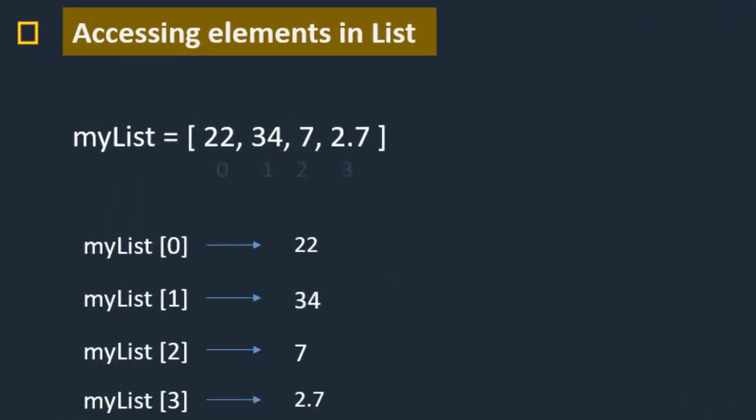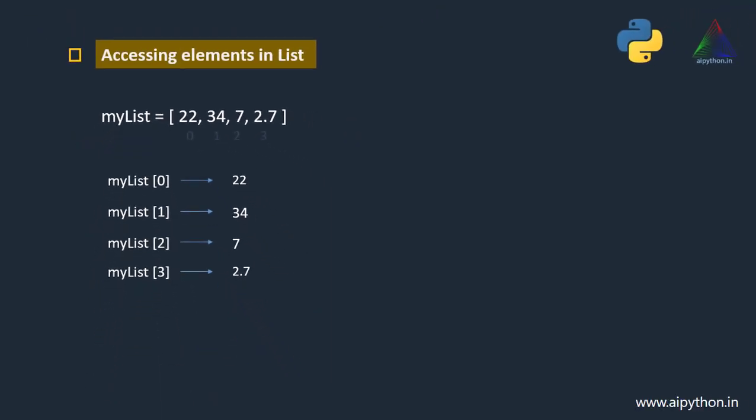So similarly, we can access all the elements with the help of index. If you want to access 34, you can use my_list, and then in open and close square brackets, you can write the index number. You will get the corresponding elements.